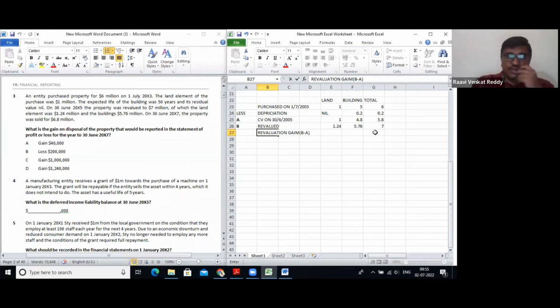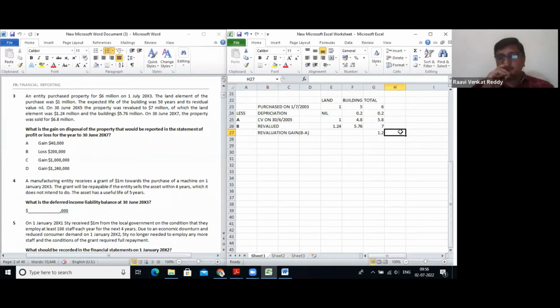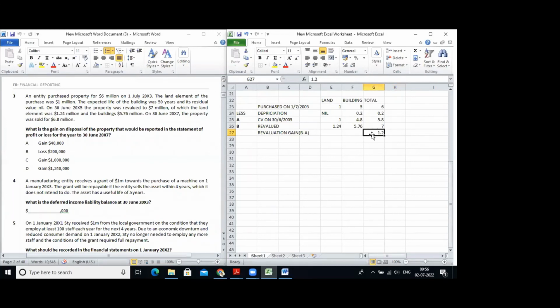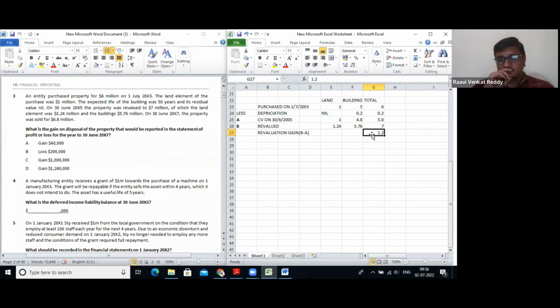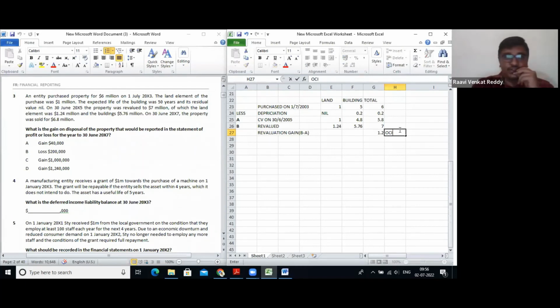So our revaluation gain is how much? 1.2. Now where do we need to account this 1.2, participants? Where do we need to show this? In the statement of profit or loss account or other comprehensive income? We need to show it in OCI, that is other comprehensive income.